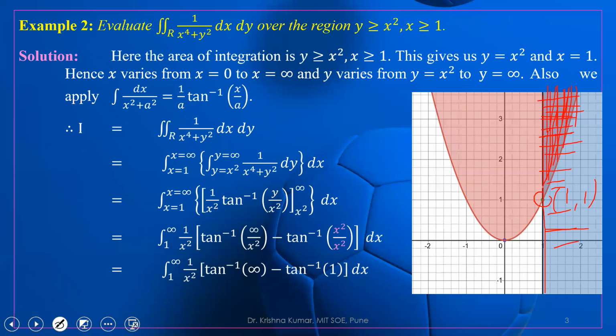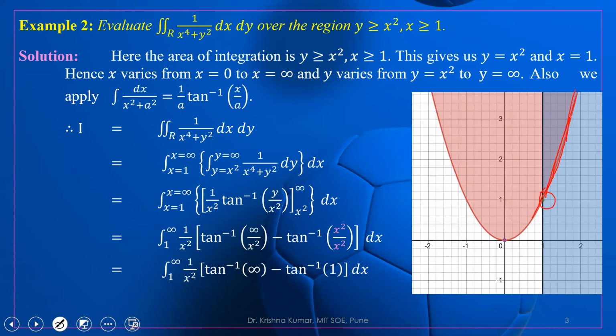So in this area of integration, what is the minimum value of x? It is 1. The minimum value of x is 1 and the maximum value of x is infinity. Similarly, what is the minimum value of y? Clearly here the value of y is 1. But what about the parabola? If we go according to the parabola, the value of y increases in this direction, the value of x increases in this direction. So the minimum value of x is 1 and the maximum value of x goes to infinity. Similarly, the minimum value of y is what? It is according to the parabola. When x equal to 1, then y is equal to 1.